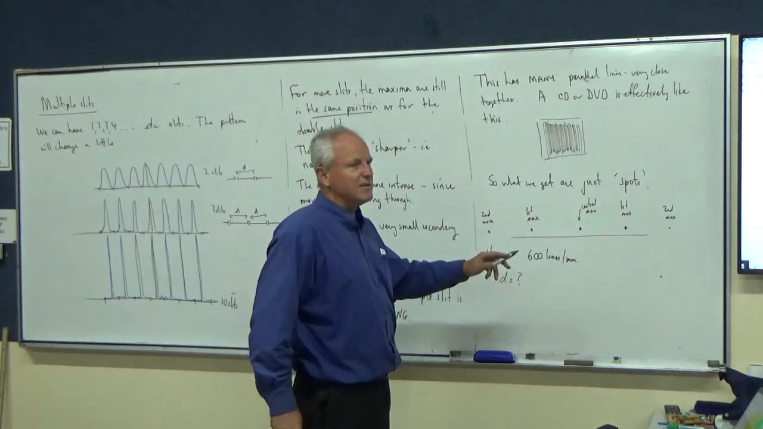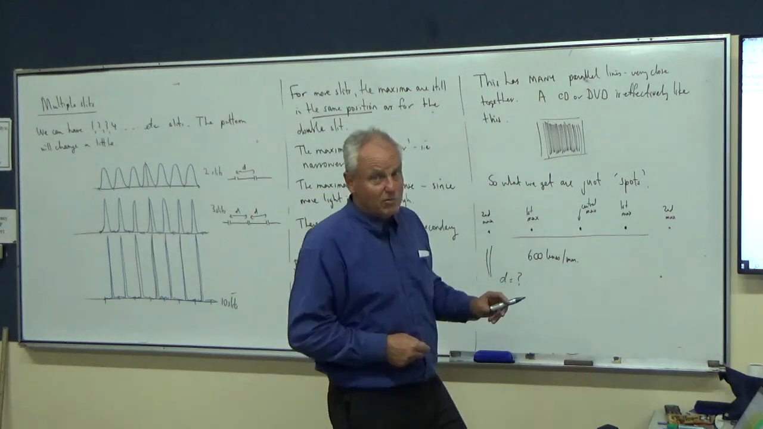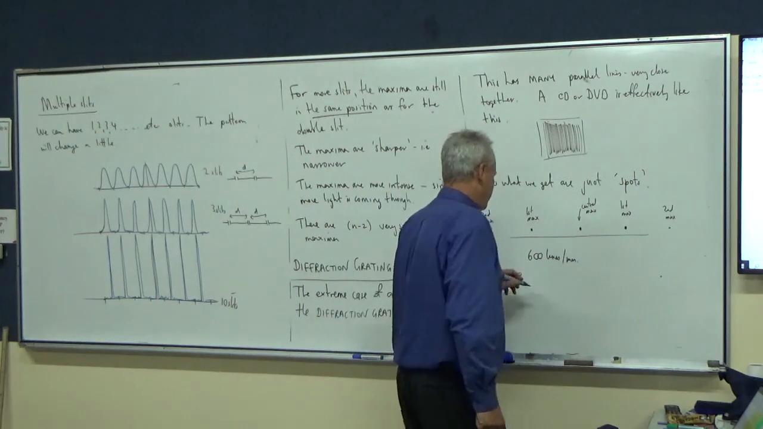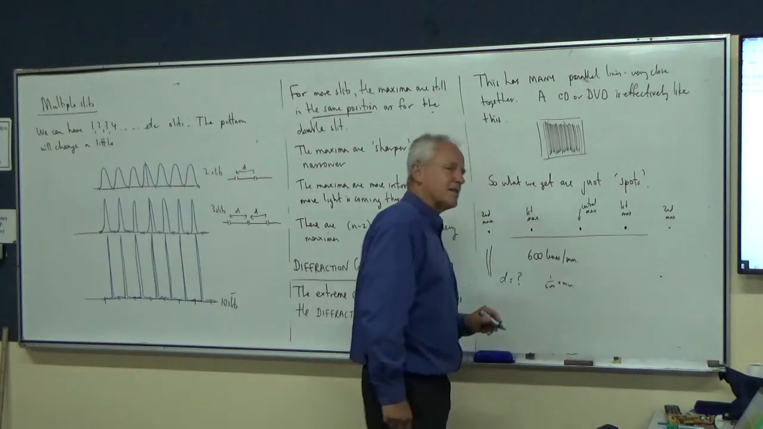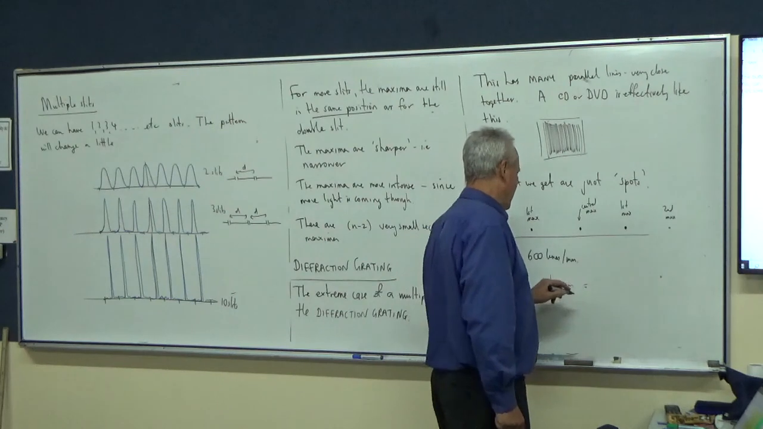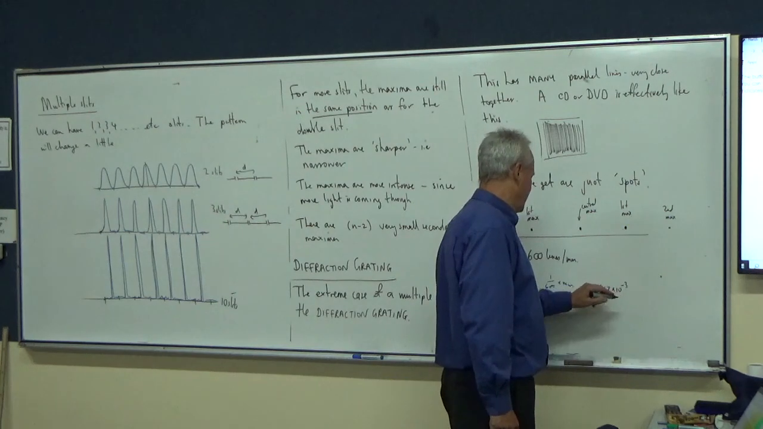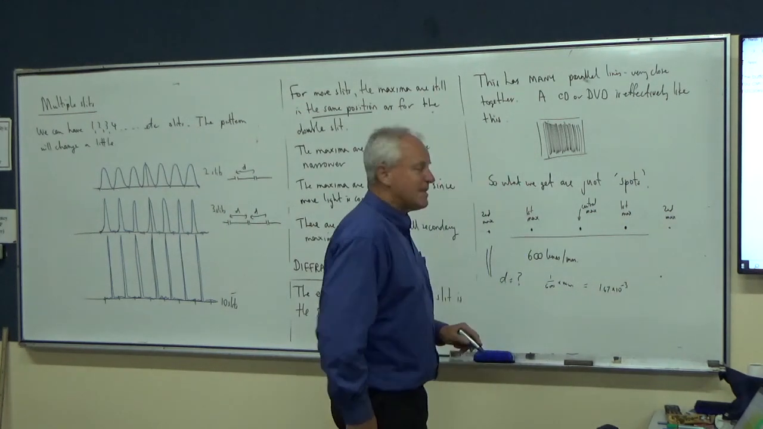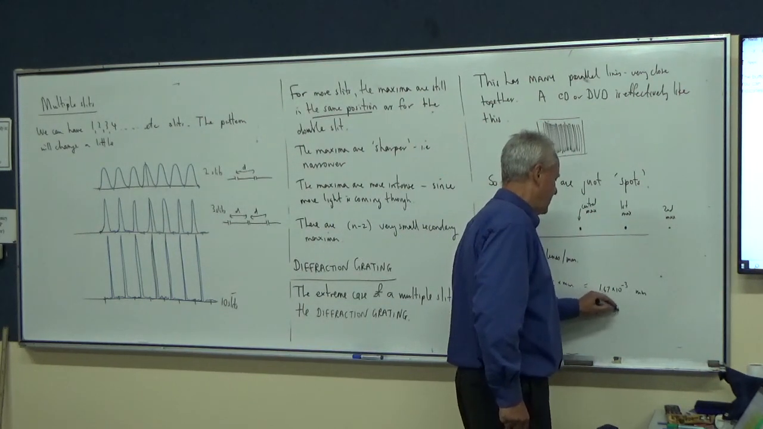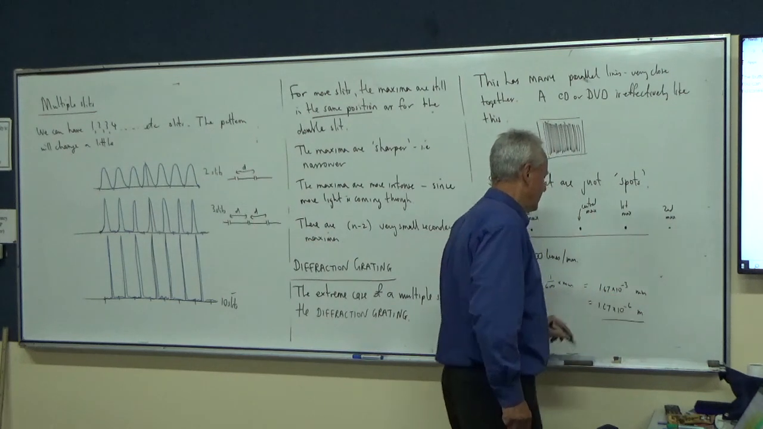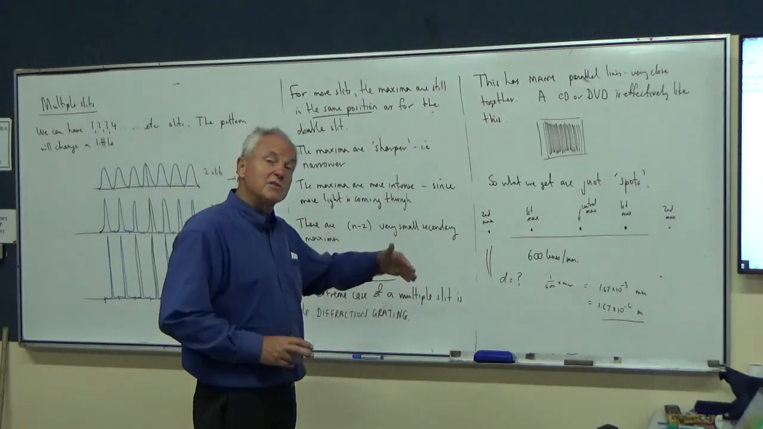So 600 lines in a millimetre. What's d? It's pretty small. We want 1/600th of a millimetre as the separation. So 1/600th is 1.67 by 10 to the minus 3. That's how many millimetres it is, or 1.67 by 10 to the minus 6 metres. 600 lines per millimetre, that's a pretty typical one.